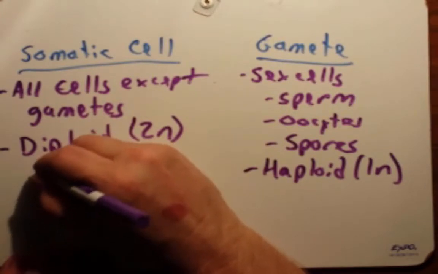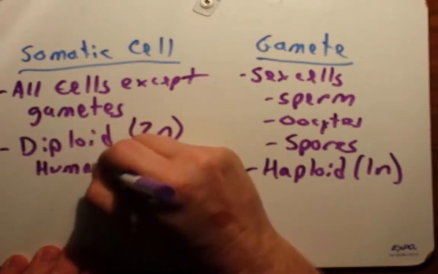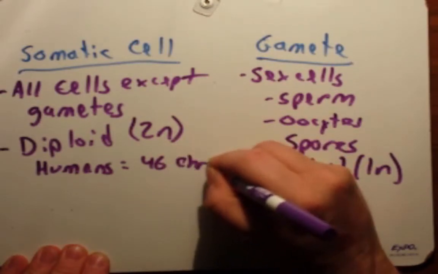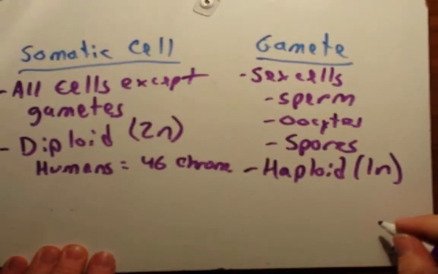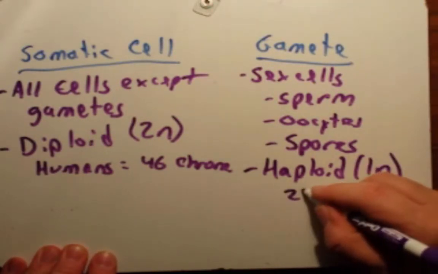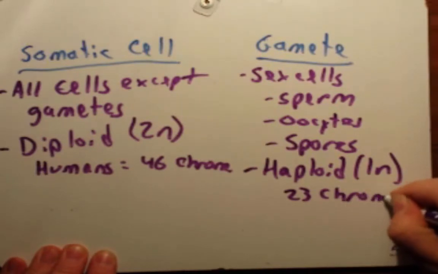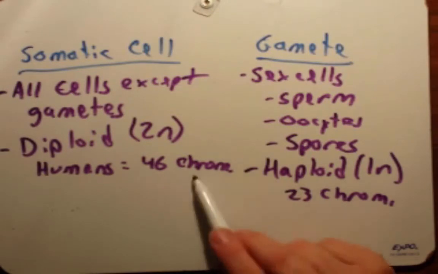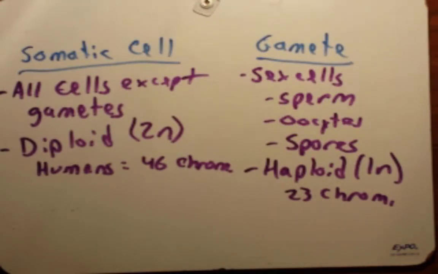Humans, for instance, so let's write humans here, we have 46 chromosomes in our somatic cells. In our haploid cells, in the sperm or eggs, we have 23 chromosomes. But you should be able to answer this for any organism if I tell you one or the other. It's always half the number. So if I tell you there is an organism and they have 52 chromosomes in their somatic cells, how many would be in their gametes? You should be able to tell me that there are 26 chromosomes in their gametes.